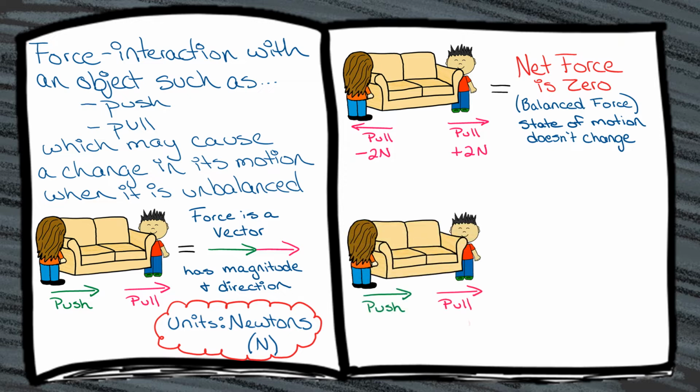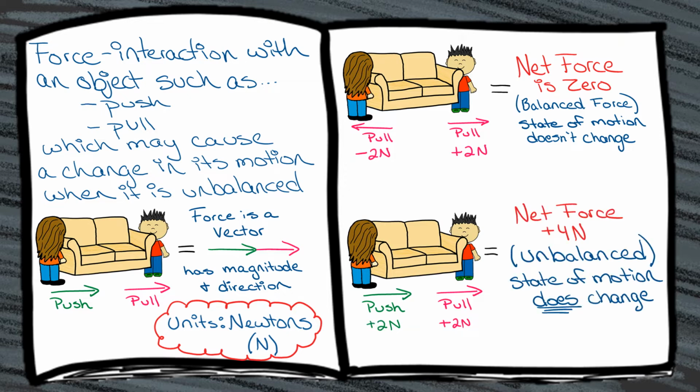But what if you pull on the couch with a 2 Newton force to the right and your friend pushes on the couch to the right with a 2 Newton force? What would be the net force here? That's right, Alex. The net force would be 4 newtons to the right, or we could just say positive 4 newtons, meaning the forces would be unbalanced.